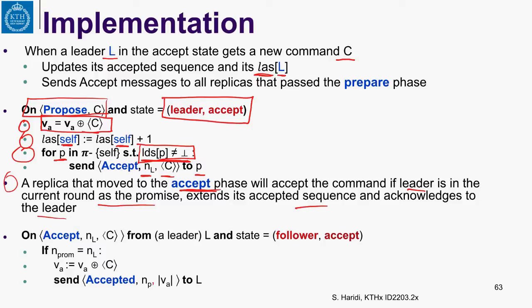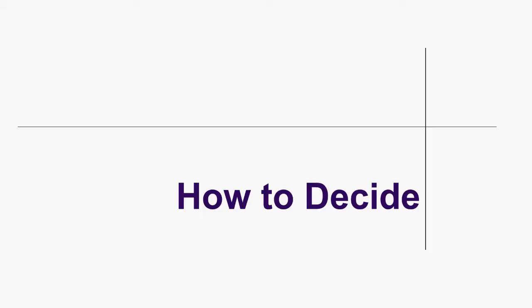So whenever I get a command from a process L, and I am a follower or replica in the accept phase, and this says that this process is the current leader, I extend my accepted sequence and I send the index of the new accepted sequence to the leader. Then we are going to accumulate a majority of these to be able to say that we have a longer sequence that is chosen and should be decided. And that leads us to how we decide.